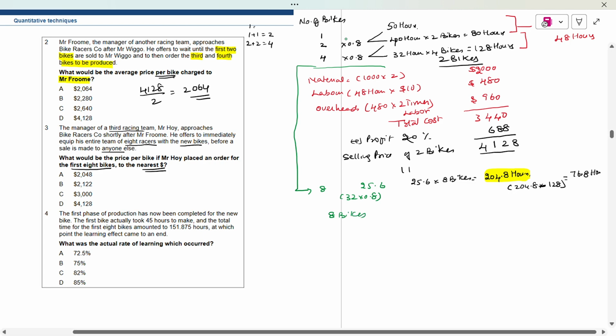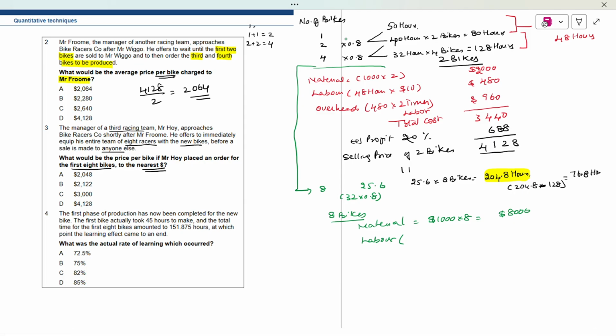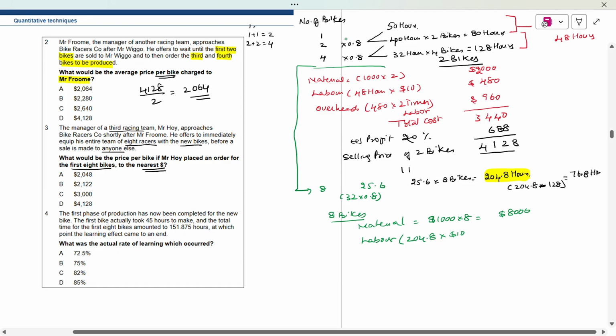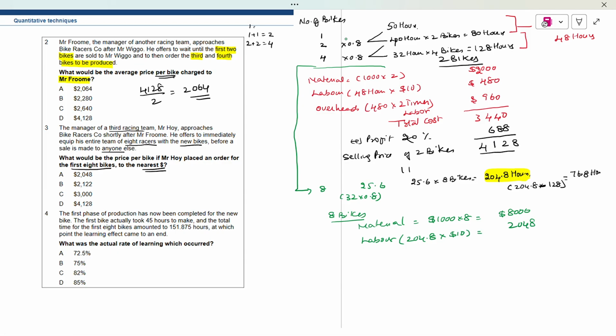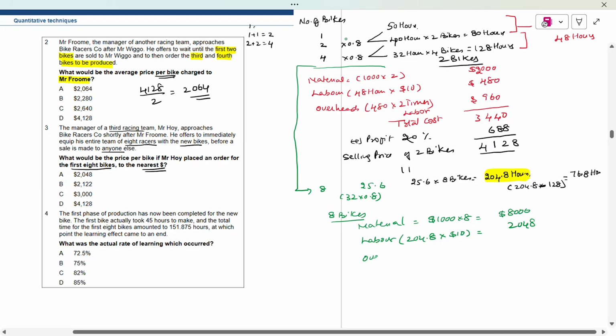Now, for 8 bikes, what is the material? Material is going to be how much? 1000 times 8, which is 8,000. Okay. How much is the labor? Labor will be 204.8 times $10, which is 2048. Check. Overheads. Overheads will be double.